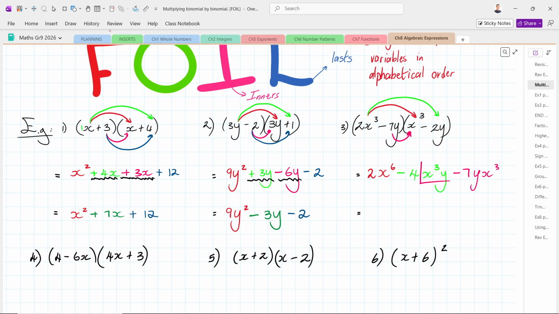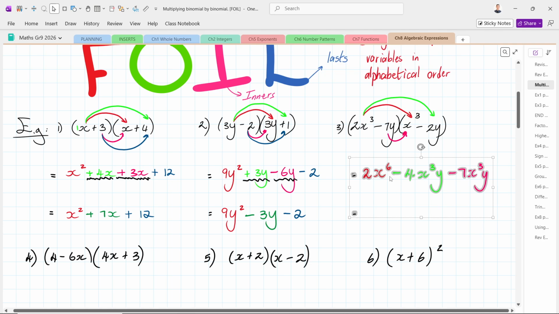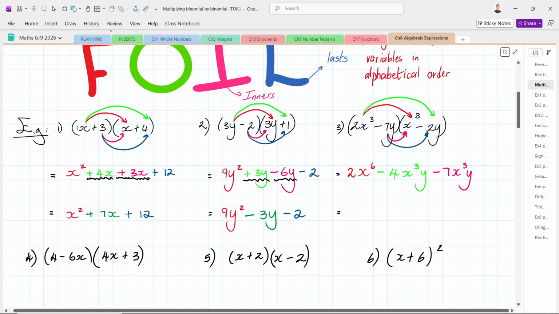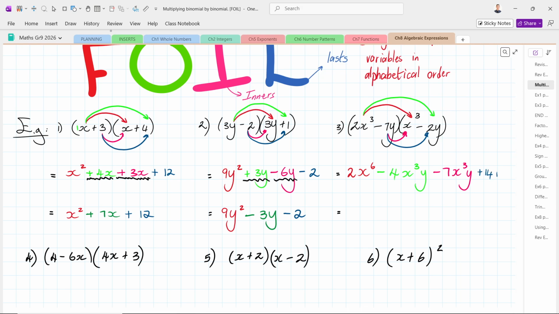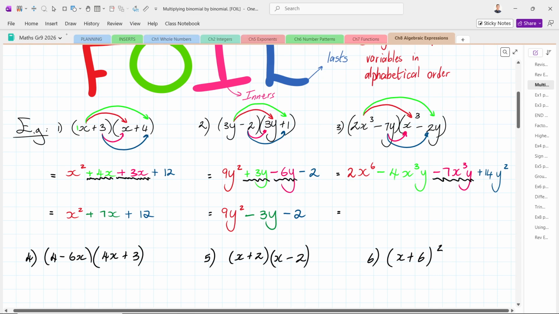And now it is a lot more difficult to actually see that these are like terms. Okay. Whereas if you kept it in alphabetical order, now they look exactly the same. And now I see why my equal signs were so far to the left. We still have to do the lasts. Negative times a negative is a positive. 7 times 2 is 14. Y times y is y squared. And again, we've got like terms in the middle.